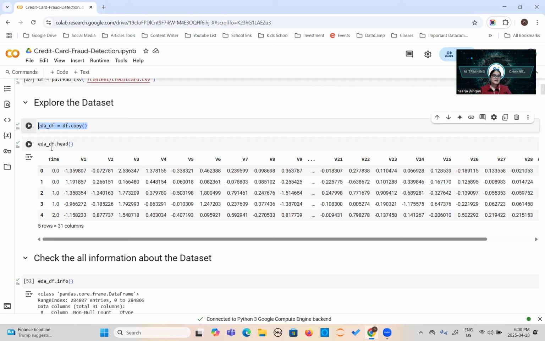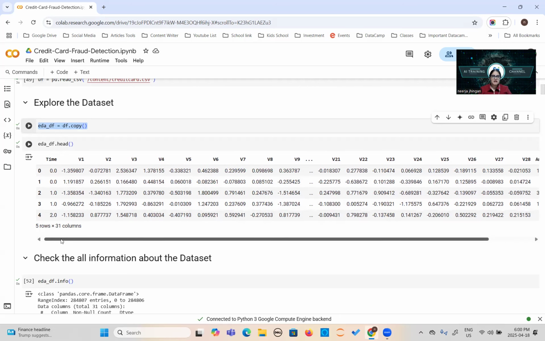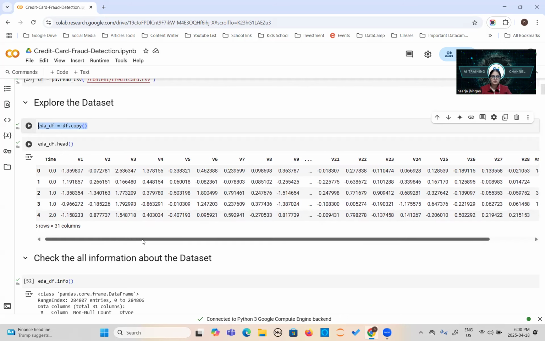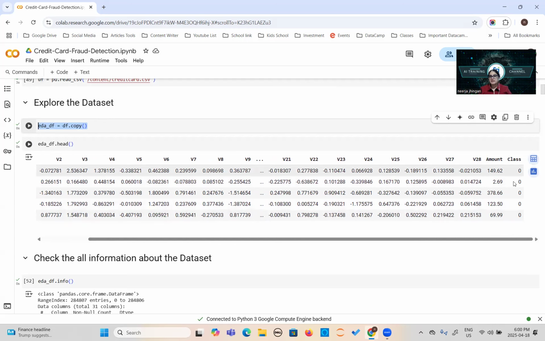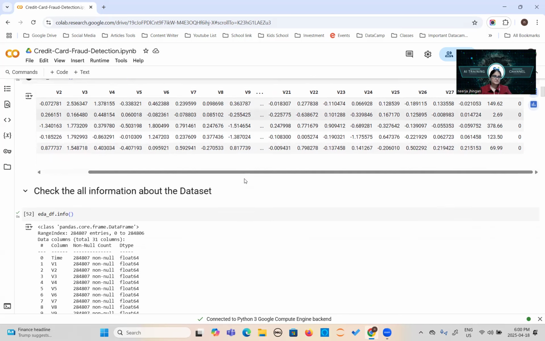Okay, and then we are just exploring the data set. Look at this. This is the time column. This is coming in seconds, and these are all the features V1 to V28, and this is the transaction amount, and this is your target feature, and it has 2 categories: non-fraud or fraud. 0 and 1, 0 belongs to non-fraud, 1 belongs to fraud.